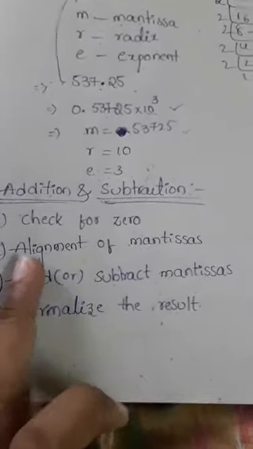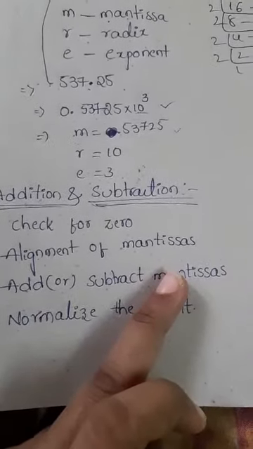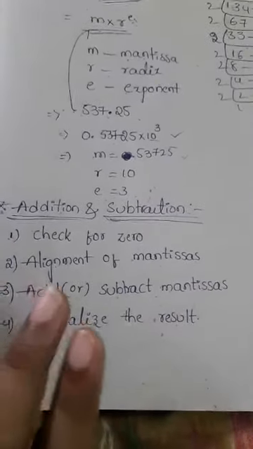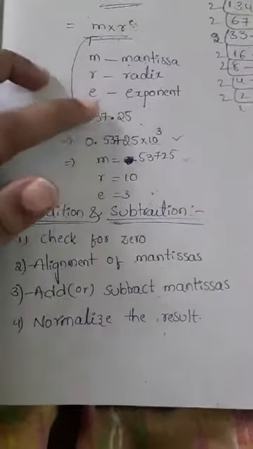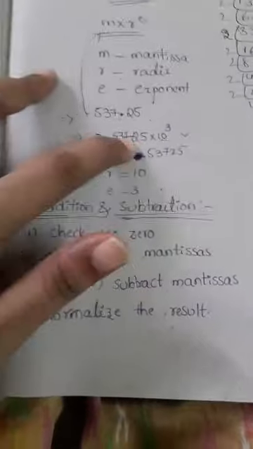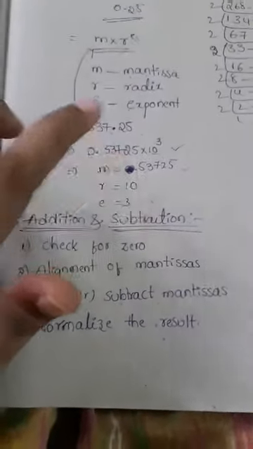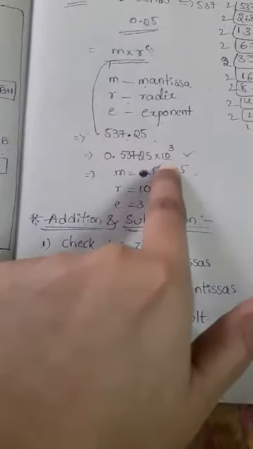And coming to the next one, alignment of mantissas. Then we have to align the mantissas. Here we are taking the two numbers. For the two numbers, we have two mantissas. The first number has one mantissa, and the other number also has a mantissa. So for that we have to align the mantissa values.